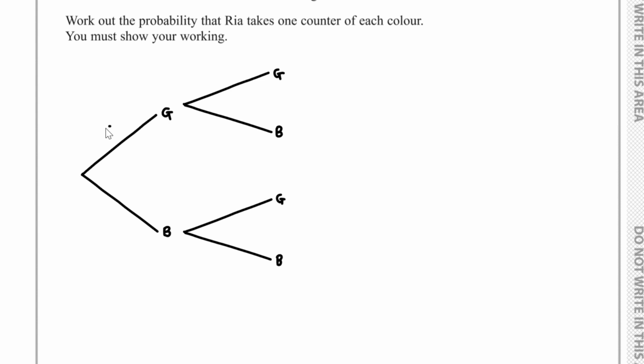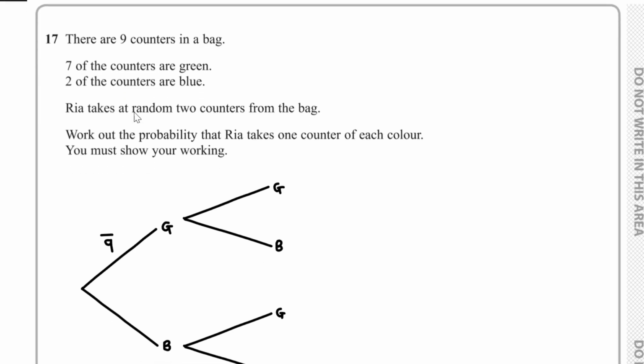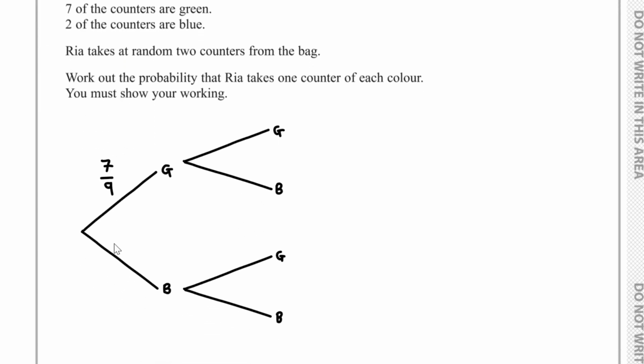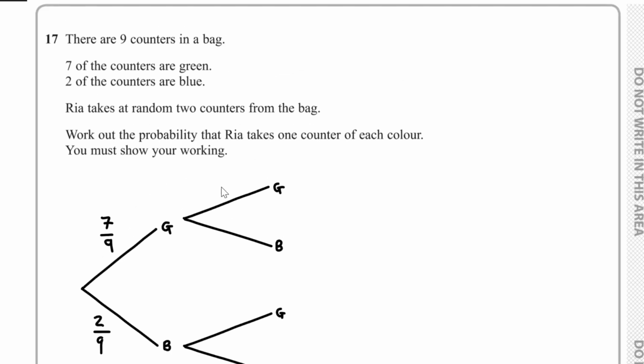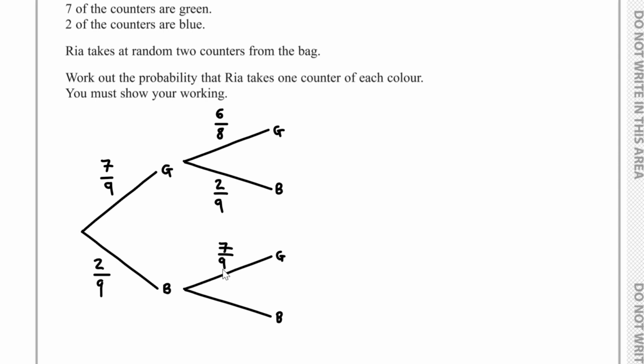Now we've got 9 counters in total, and of those 9 we know that 7 are green. So therefore 2 must be blue. So we've got 2 over 9 over here. Now we're assuming that we don't replace the counter, so therefore the total number of counters we've got now is out of 8. And if we take a green out, we're going to have 6 here, and we're going to have 2 over 9 remaining. We've got green over here, that's 7 over 9, rather 7 over 8. And then blue over here, that'll be 1 over 8.